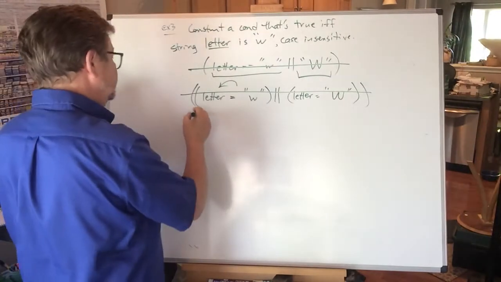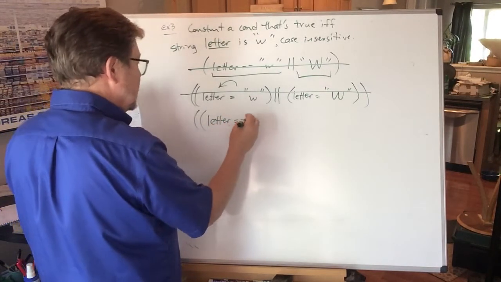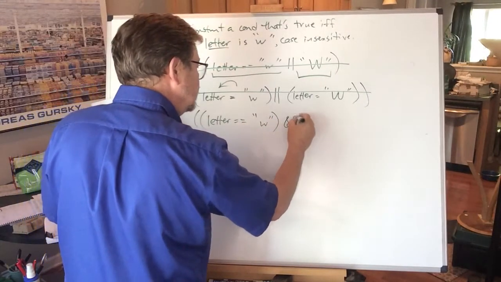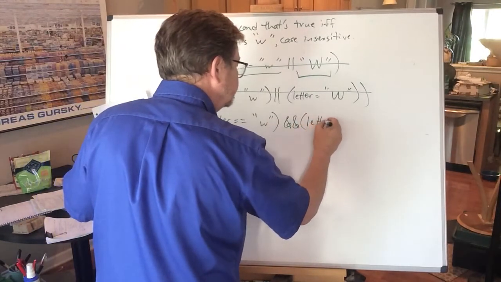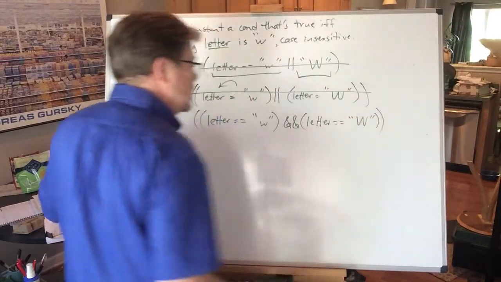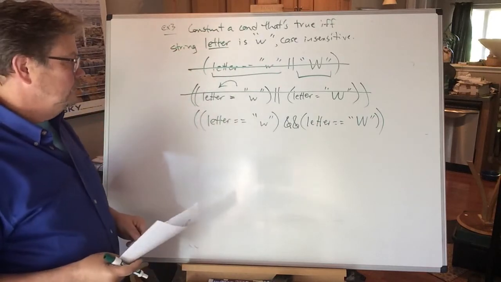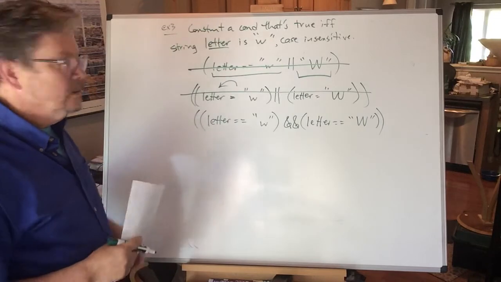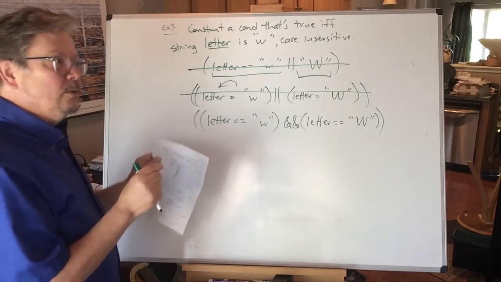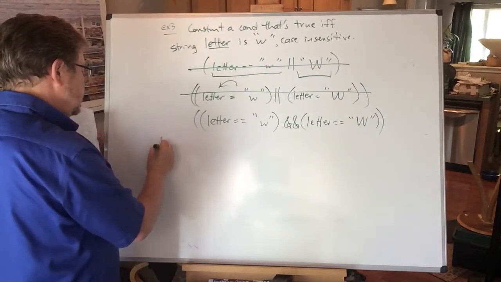So here we go. Two conditions. Letter double equals, for crying out loud, double quote lowercase w, close parentheses, and letter double equals uppercase W. There. Not too hot, not too warm, just right. So here comes the system, being the CPU executing your program. It runs into this condition. It's like a fairy tale, isn't it? It's moving down the road. It runs into this condition. Oh, is that condition true or false? Well, it's got to look at the current value of letter.